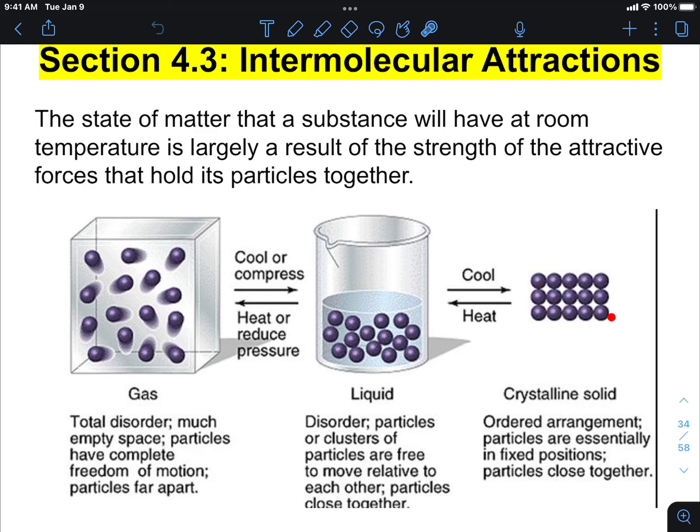In a solid, the attractions are so strong that all of the molecules are held in place and cannot move. So solids will have the strongest intermolecular attractions. Okay, so we're going to go over the types of interactions that cause things to be solids or liquids or gases.